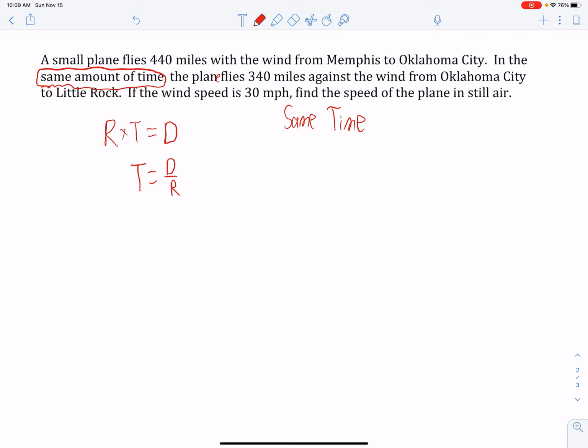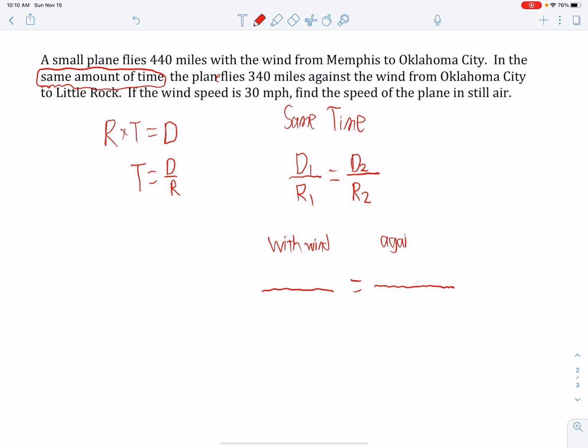So anytime you've got one of these same time problems, the way you're going to set it up is you're going to have one fraction representing the time for the first part, which is the distance for the first part divided by the rate for the first part. And you're going to have equal to another fraction that is the distance for the second part divided by the rate for the second part. And in the case of this problem, we're going to have one fraction representing what happens when you're traveling with the wind, and a second fraction showing what happens when we're traveling against the wind.